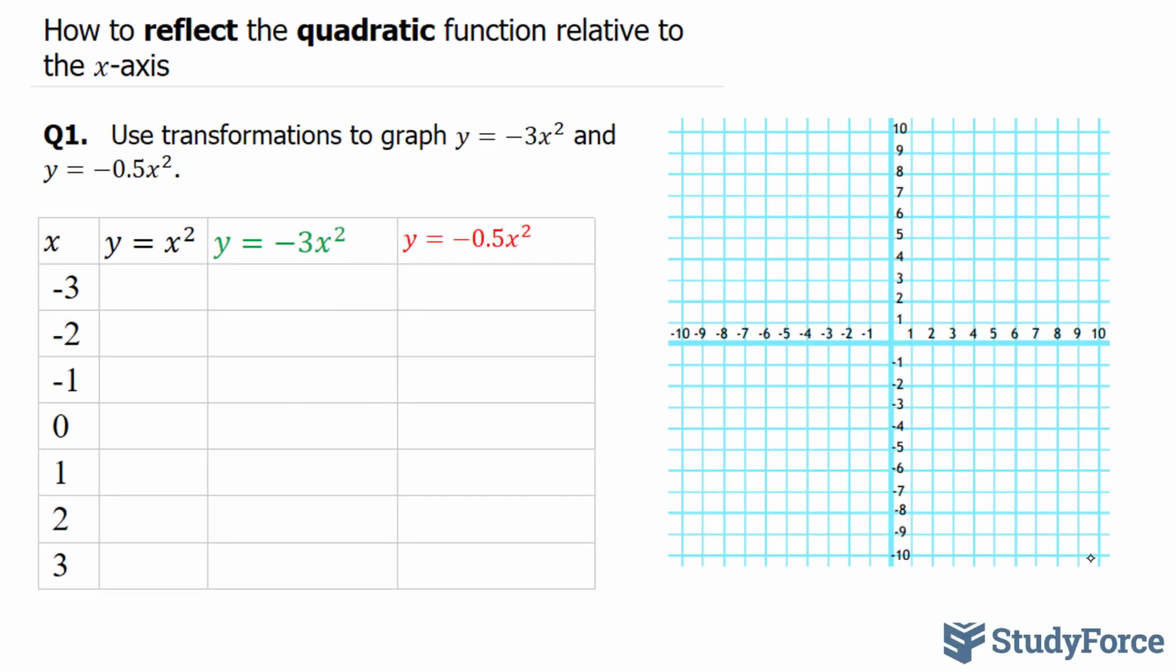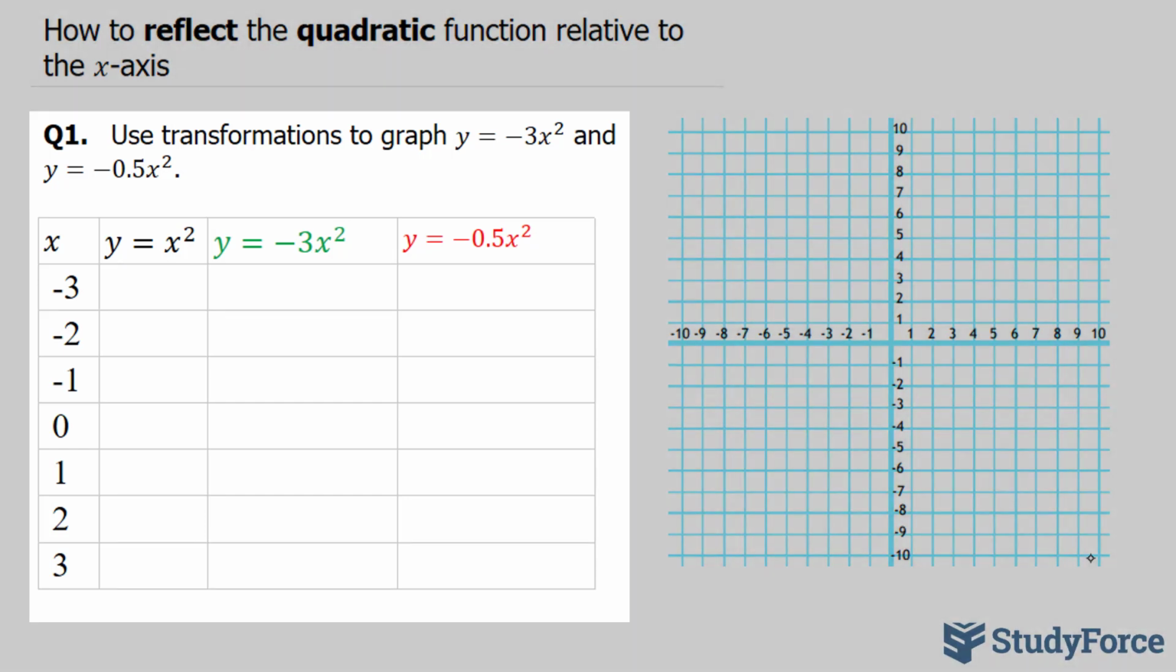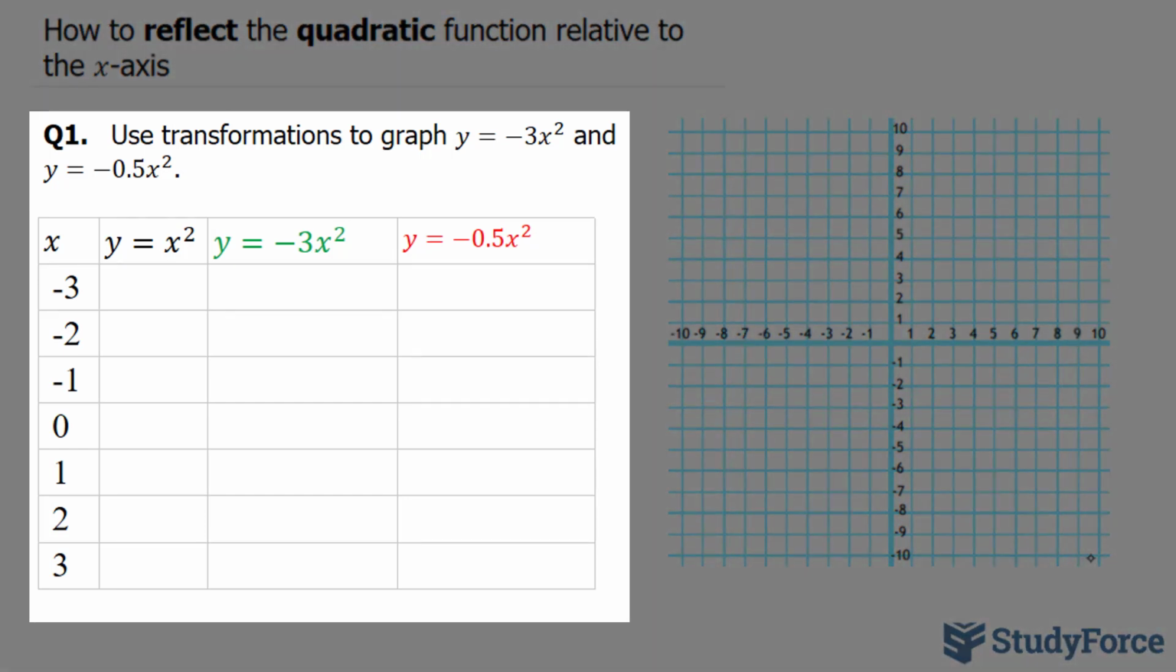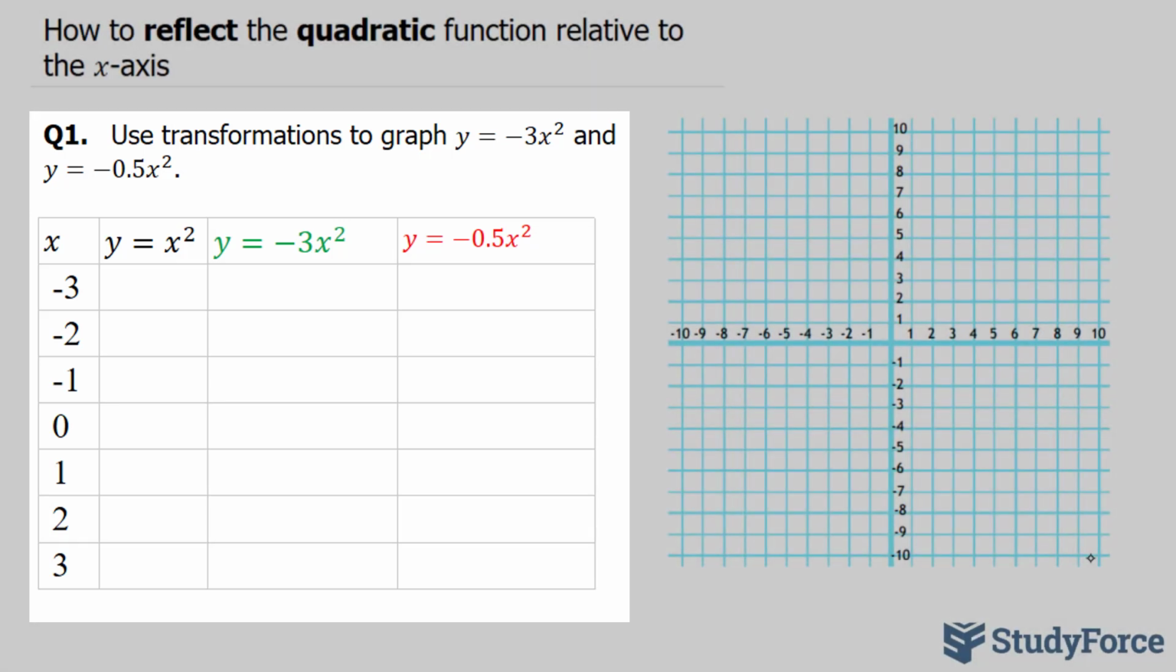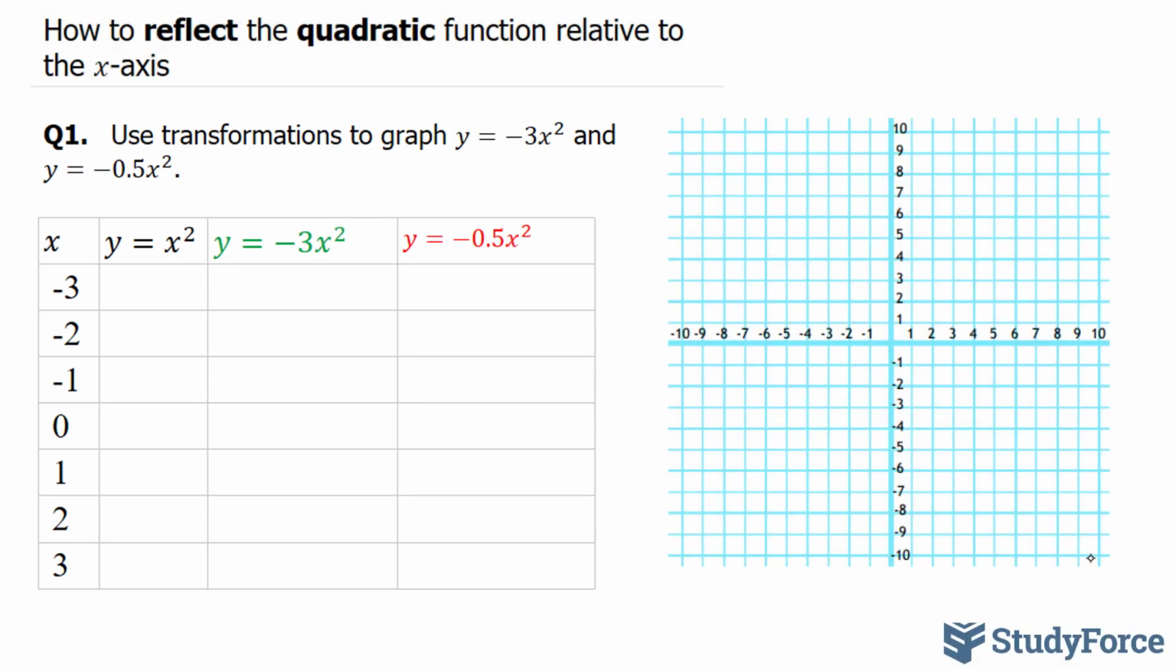In this video, I'll show you how to reflect the quadratic function relative to the x-axis. The question asks, use transformations to graph y is equal to negative 3x squared and y is equal to negative 0.5x squared. We learned in a previous video that this number controls whether the parabola will vertically stretch or compress, but we did not discuss what happens when you have a negative value.